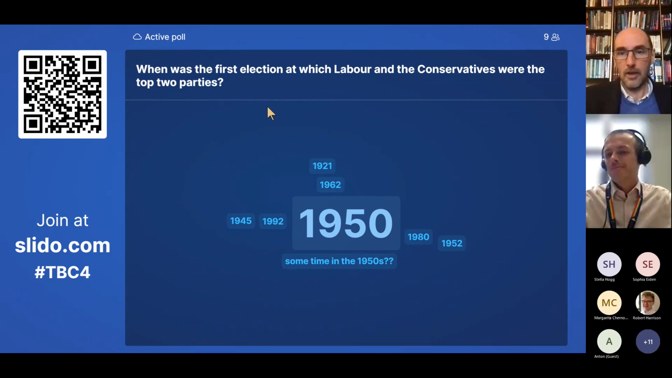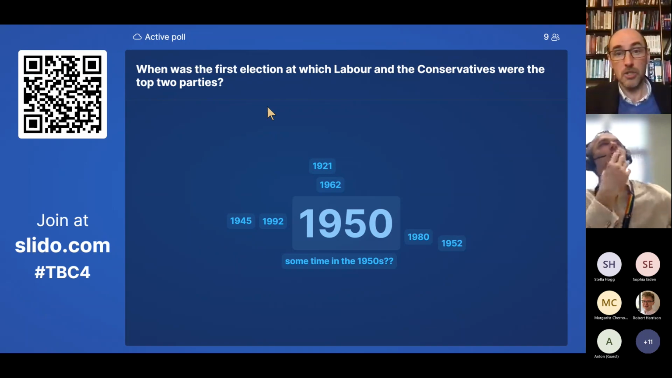Let's leave that there. And let me tell you, actually, the first election at which Labour and the Conservatives were the top two parties was 1922. So that was just over 100 years ago. And my next question for you then is, how many elections has the UK had in the last 100 years?